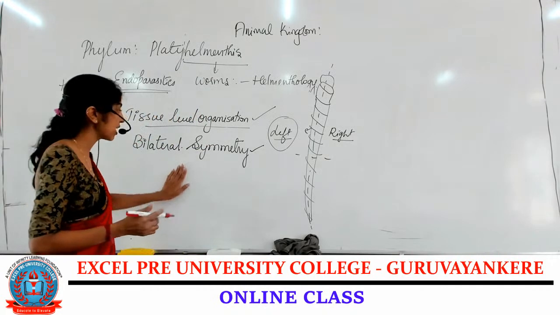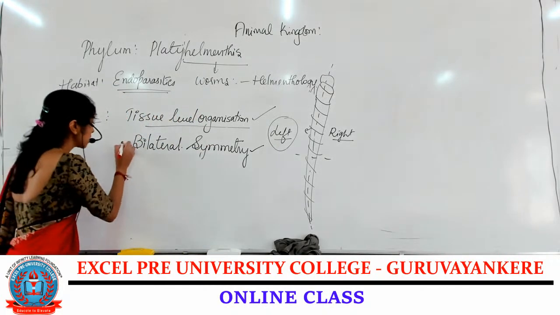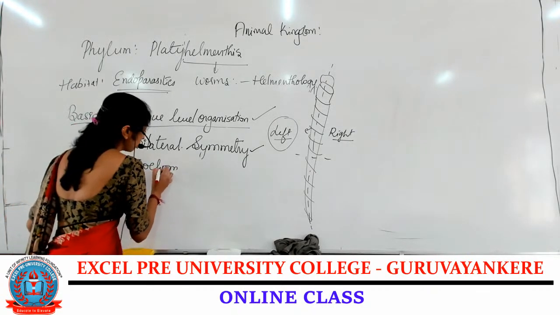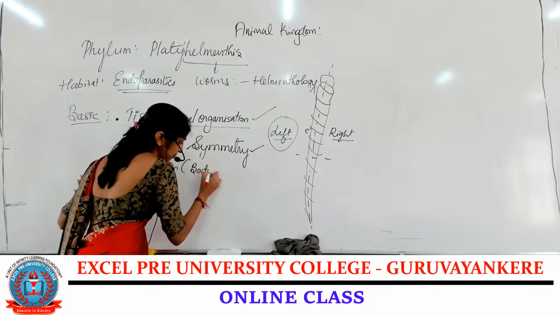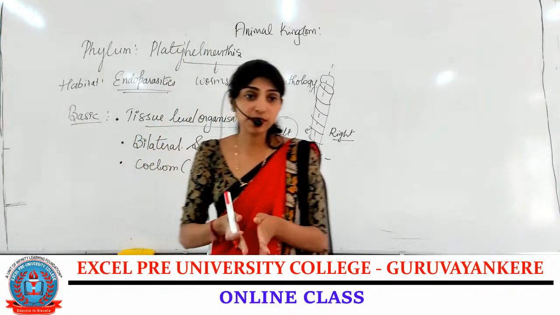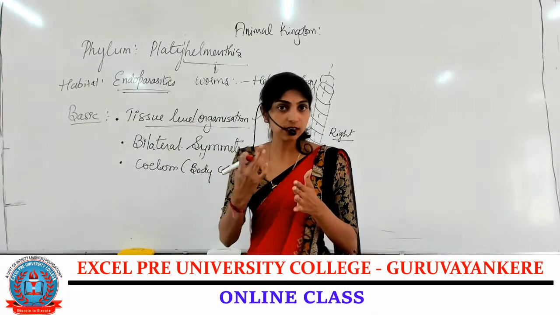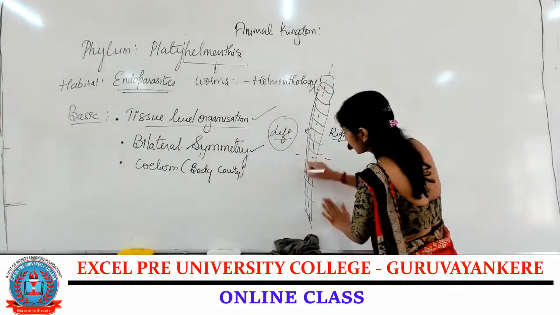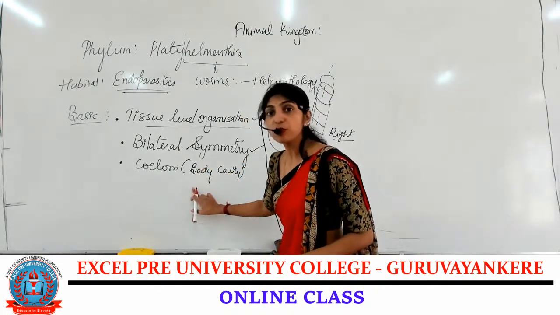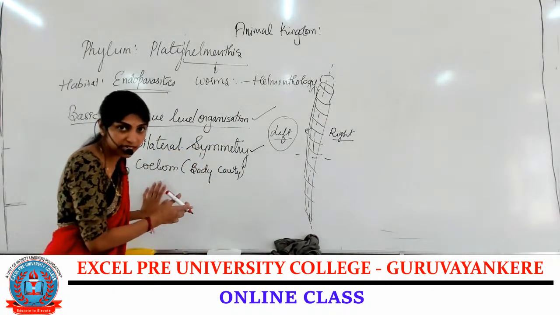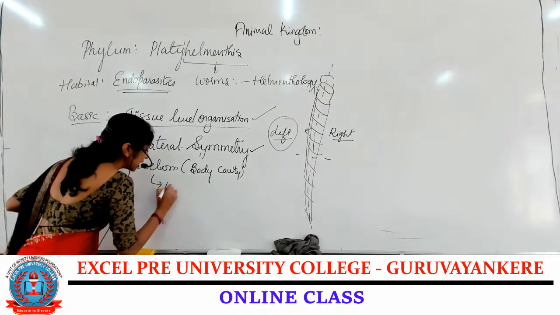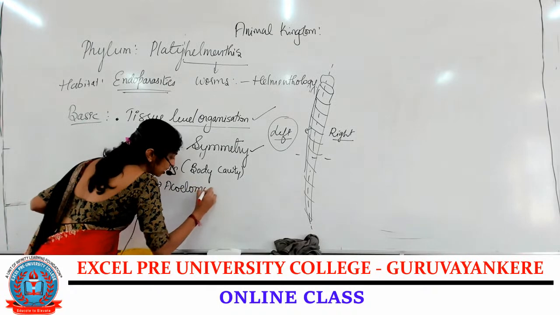Coming to the next level of organization. The next characteristic feature is based on their coelom. What is the coelom? Coelom is nothing but the body cavity. Here, since they are flatworms, there is no space between the membranes. In Platyhelminthes, since they are flatworms, there is no body cavity. That is why, what type of coelom do they have? They do not have a body cavity. If they do not have a body cavity, they are called acoelomates.